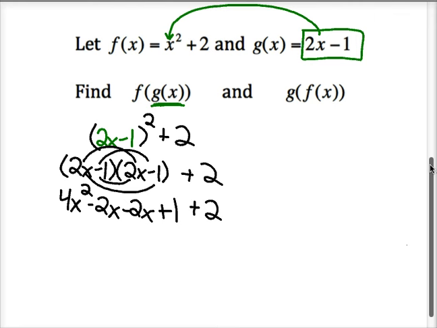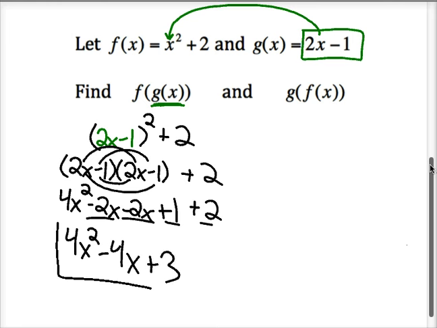Well, now I can combine some like terms. Negative 2x minus 2x is a minus 4x. 1 plus 2 gives me a 3. And this time that is as far as I can take it. So don't forget some of those other skills that we've picked up along the way, things like foiling and stuff like that.